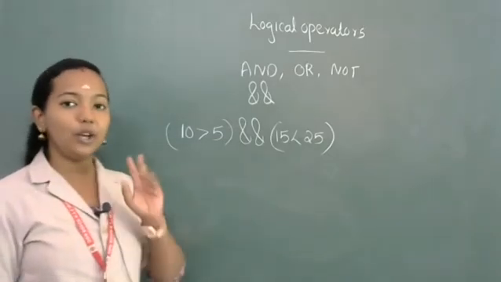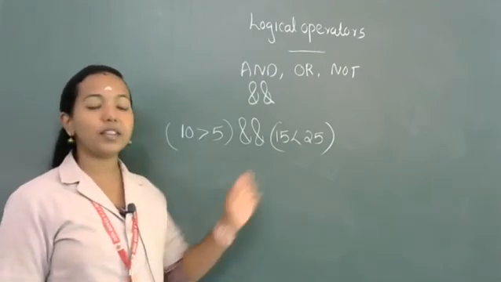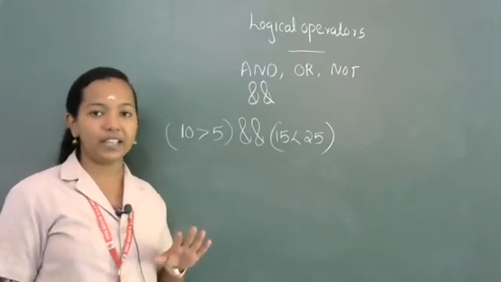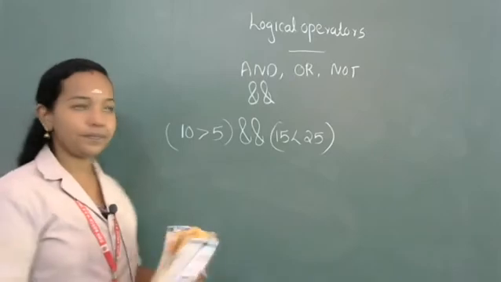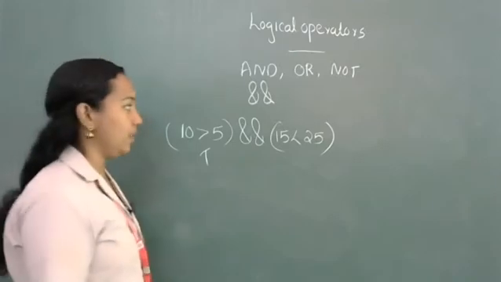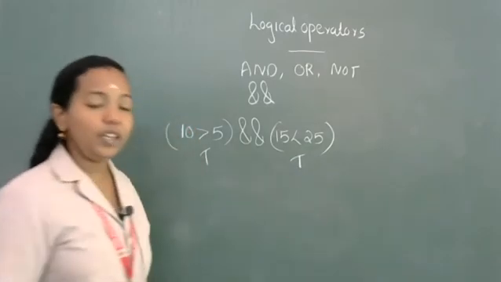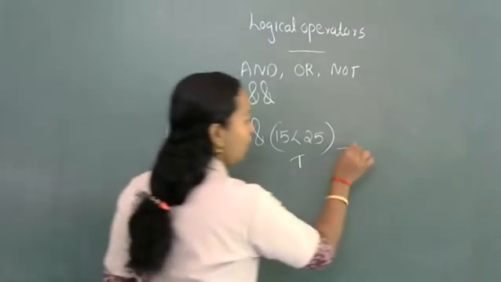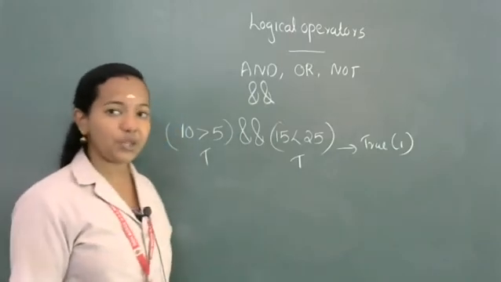So this is an example of the logical AND operation. As I already mentioned, in a logical AND operation, if any condition is false, the output is also false. Both conditions should result in a true value, then only will we get a true value. So here 10 greater than 5, the condition is true. Then 15 less than 25, what will be the value? Again the condition is true. If both conditions give a true value or 1, then the output is also true or 1.